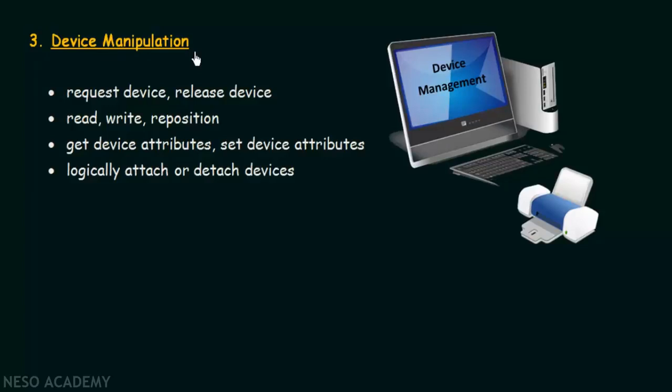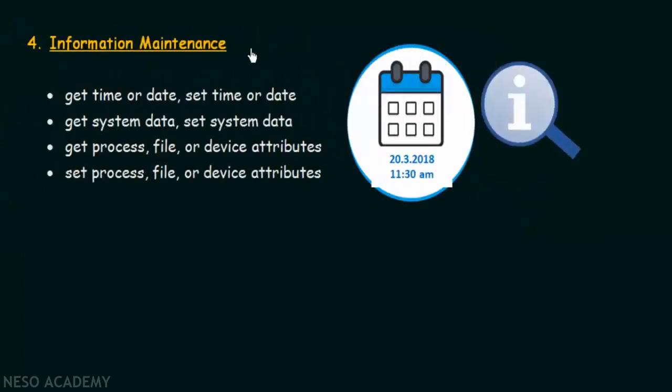Alright, now let's go to the fourth one. The fourth one is information maintenance. By information maintenance, what we mean is that all the information that we have about our system must be maintained and must be updated, for example, the date and the time. The system calls used for maintaining the information of your system fall under this category of information maintenance system calls. Here we have examples like get time or date and set time or date. This means that we get the time or date and then we set the time or the date.